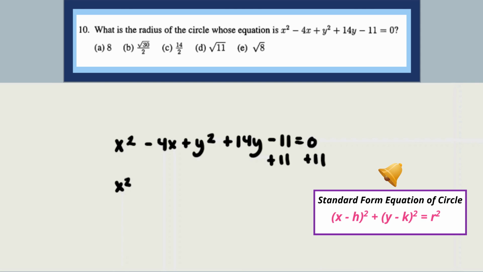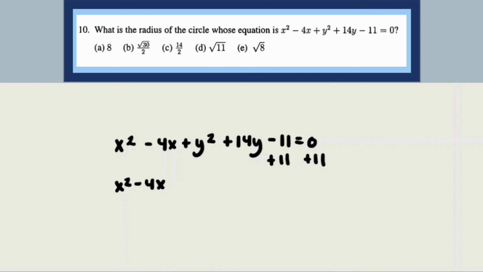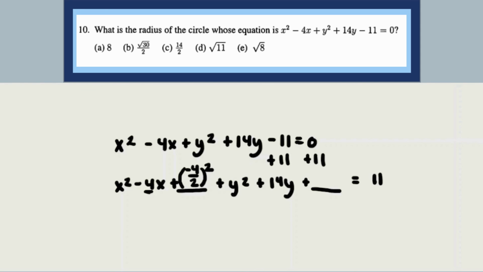So that would be x squared minus 4x. I'm going to leave a space, and then we'll do plus y squared plus 14y, plus a space, and then we'll have that equal to 11. Okay, so when we complete the square, basically we're going to take our middle coefficient, -4, divide that by 2, and then square it. We're going to do the same thing for our y's. We take our middle coefficient, 14, divide that by 2, and square it.